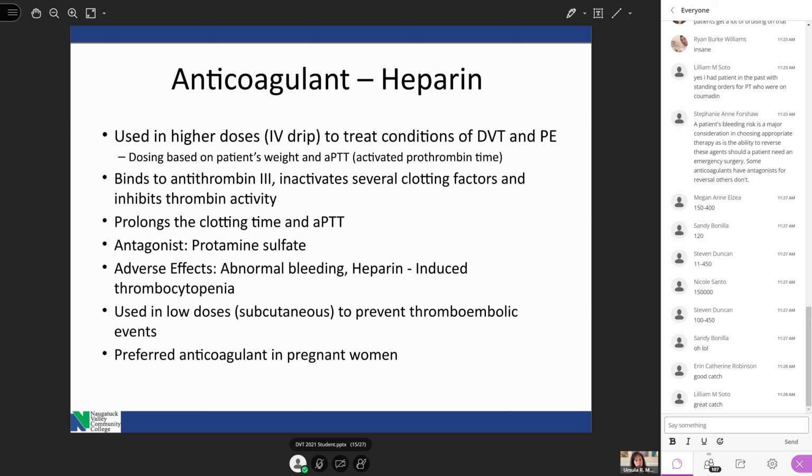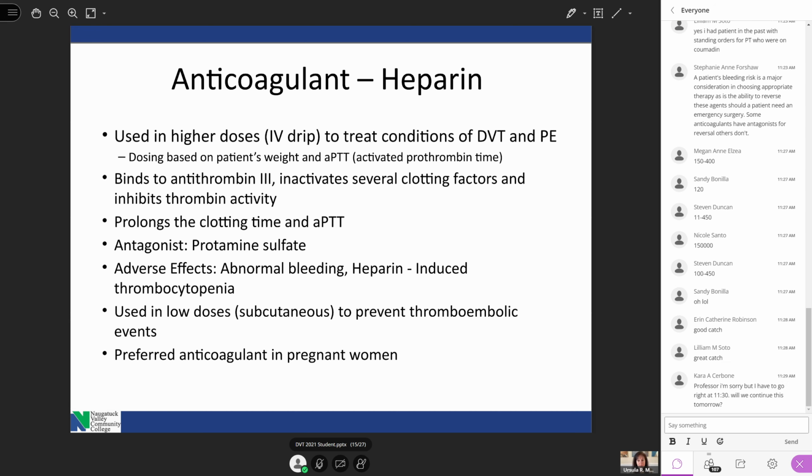It's used in low doses subcutaneously to prevent a DVT. It's the preferred anticoagulant in pregnant women. However, there are other anticoagulants for pregnant women. Most pregnant women go on enoxaparin, Lovenox. And those of you who have been pregnant in your time, some of you moms in the group, you may have been on enoxaparin during your pregnancy. Okay, but it is safe to give heparin.